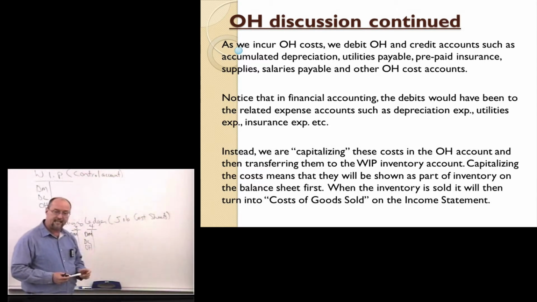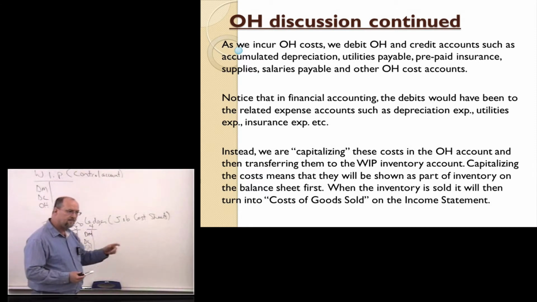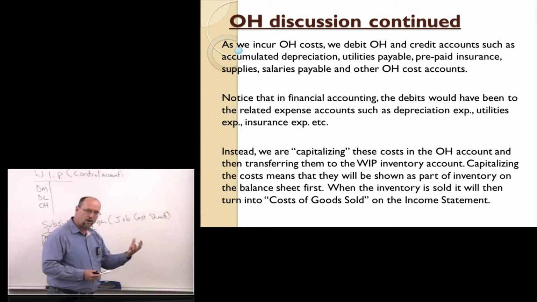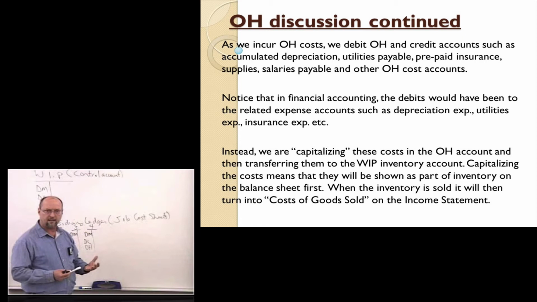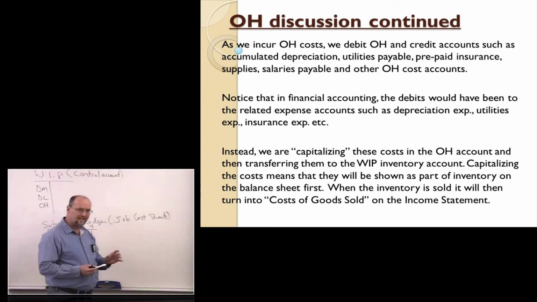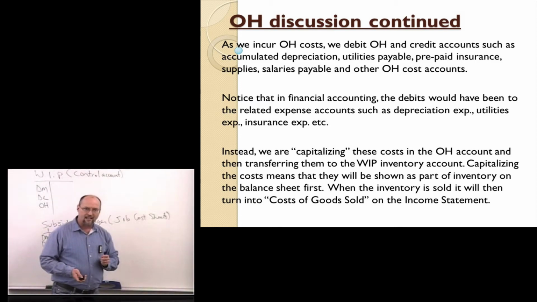In financial accounting, we expense them. They went straight to the income statement. Here, they're going on the balance sheet first because they're part of the cost of building our product. So we have to include those overhead costs in the product. So we capitalize them. When they're sold, they hit the income statement as cost of goods sold.